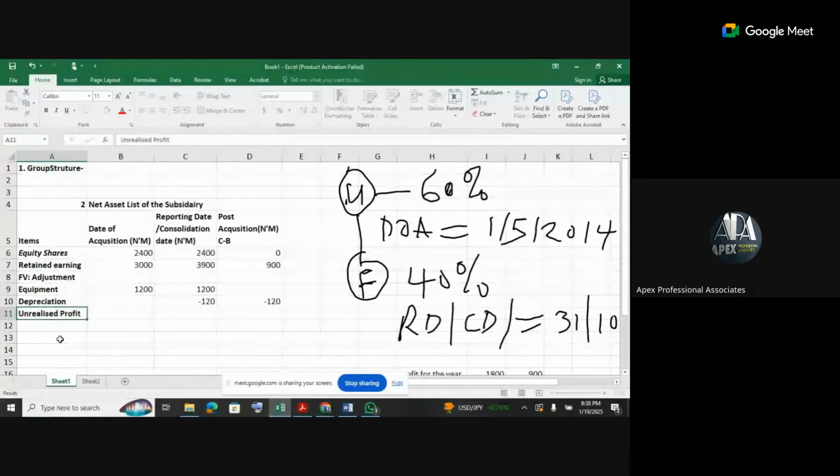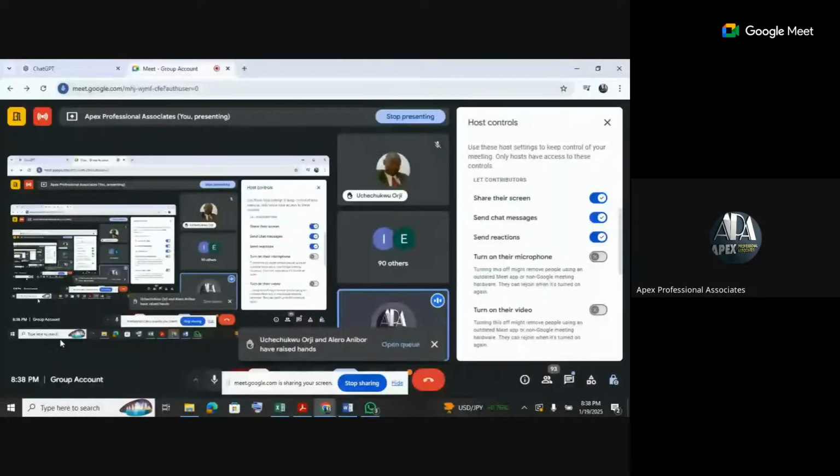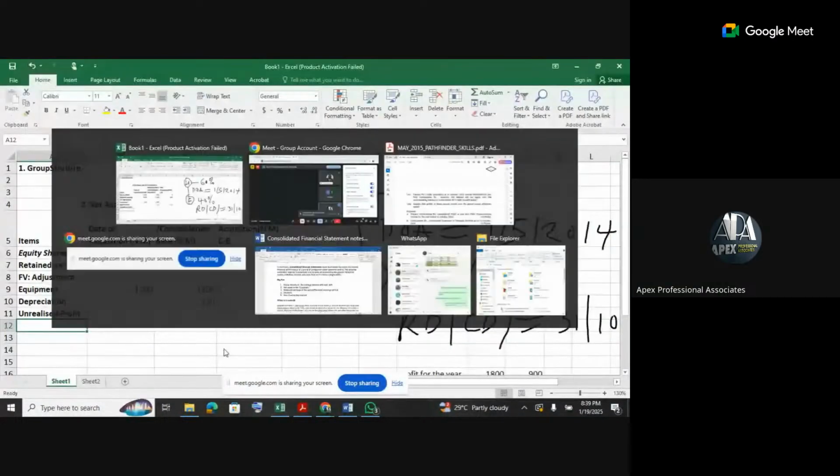What is unrealized profit? Unrealized profit is the profit the intercompany is claiming from sale of any commodity to one another. So if the parent is saying, I have made a profit, or I'm supposed to make a profit of this amount for the goods I sold to the subsidiary, you have to take it out from here. If the parent is saying, I have an unrealized profit, I sold some goods, I'm supposed to get this profit, you would have to take it.